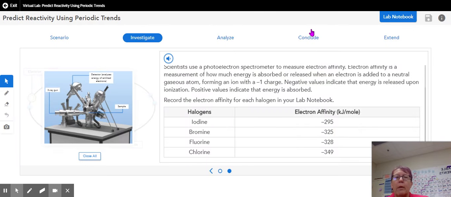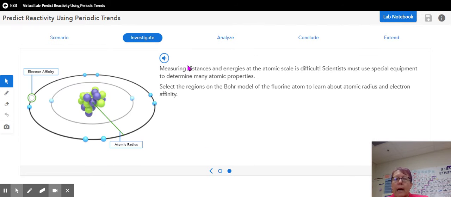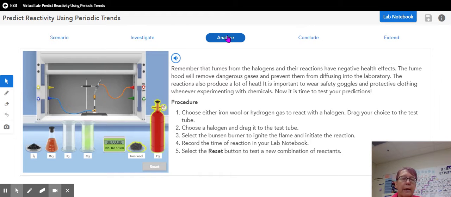So I'm going to close my lab notebook again. I've gone through everything I need to investigate here. So the next thing that we're going to do is analyze. It's going to ask us to do the lab. The first thing you're going to do is choose either steel wool or hydrogen. Let's just go ahead and take steel wool. We're going to put it up here in the test tube.